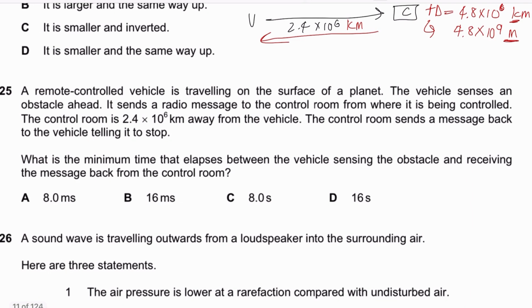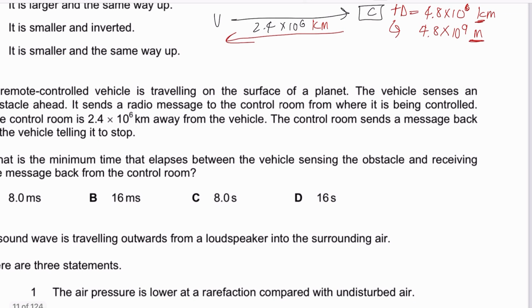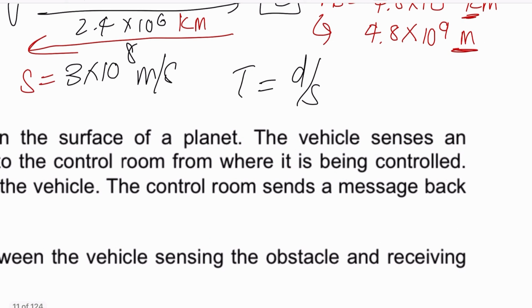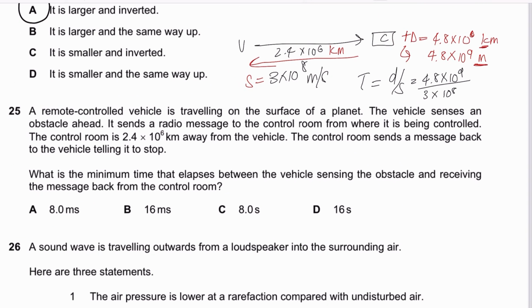Now we have to tell what's the minimum time that elapses. In this entire period, what is the minimum time? Now we have the distance and we also have the speed. What is the speed? These are radio waves, right? The electromagnetic spectrum. So what is the speed of the entire electromagnetic spectrum? 3 into 10 to the power 8 meters per second. Time is equal to distance divided by speed. So we have 4.8 into 10 to the power 9 upon 3 into 10 to the power 8. The answer here will be 16 seconds, which is D.